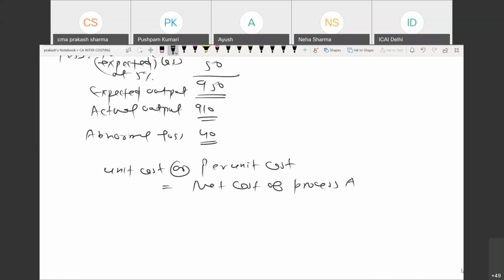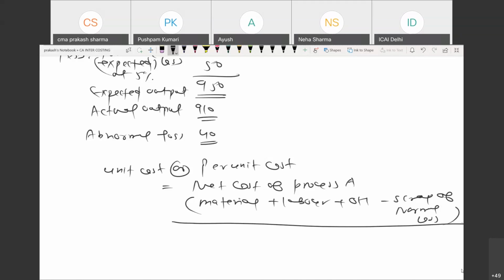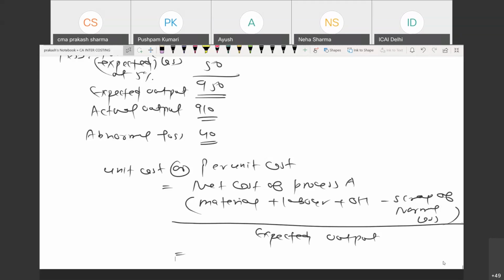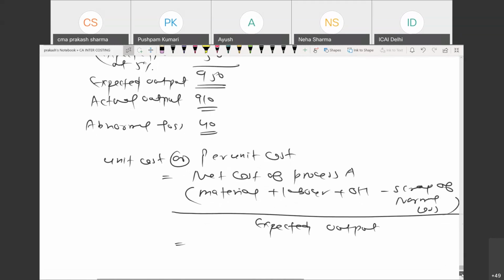What is meant by net cost? It is cost of material, cost of labor, plus cost of overhead, minus scrap of normal loss, divided by expected output. We make cost calculation in the beginning of period itself. Therefore, in the beginning of period, we know only our expected output. The actual output is known only by the end of the period.